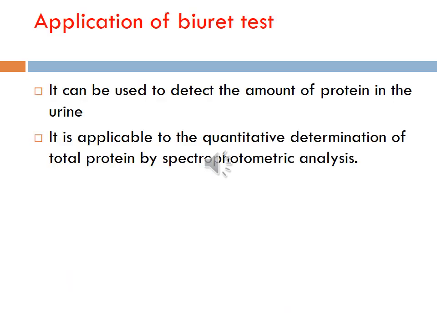Application of the Biuret test. What do we use the Biuret test for? The Biuret test can be used to determine the amount of protein in urine. Protein can sometimes be excreted in urine in disease states, like diabetes mellitus or kidney disease. So, to determine the presence of protein in urine, the Biuret test can be used. Also, it is applicable to the quantitative determination of total protein. Quantitative means we will know the concentration of a protein in a solution by this test.